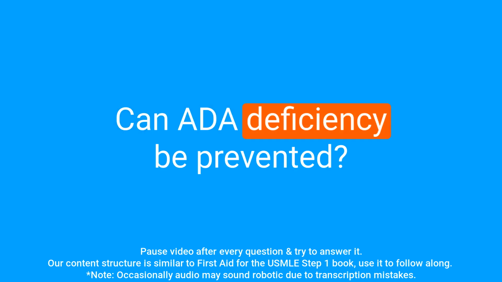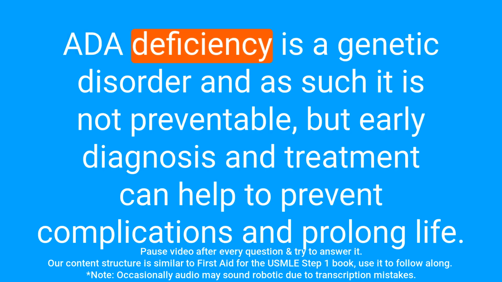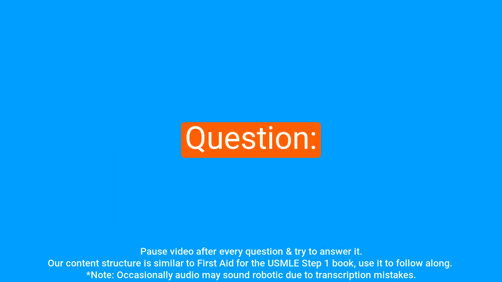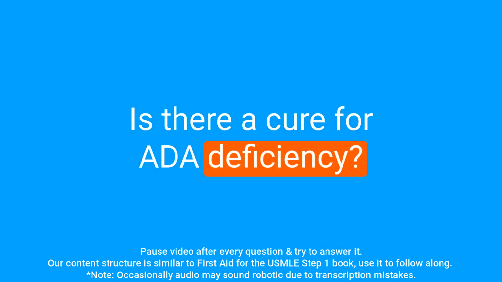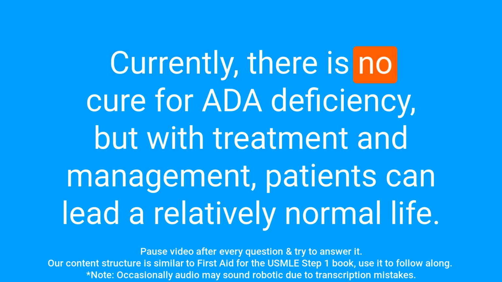Question: Can ADA deficiency be prevented? Answer: ADA deficiency is a genetic disorder and as such it is not preventable, but early diagnosis and treatment can help to prevent complications and prolong life. Question: Is there a cure for ADA deficiency? Answer: Currently, there is no cure for ADA deficiency, but with treatment and management, patients can lead a relatively normal life.